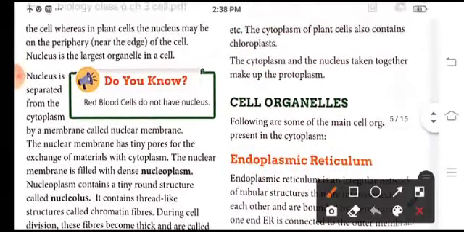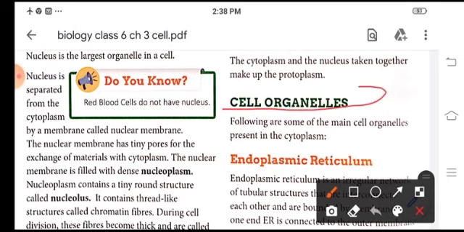Cell organelles, students. So we'll continue with the cell organelles in our next class.